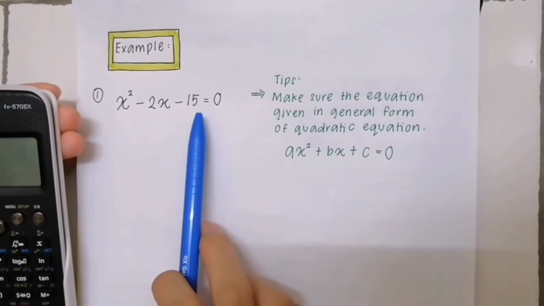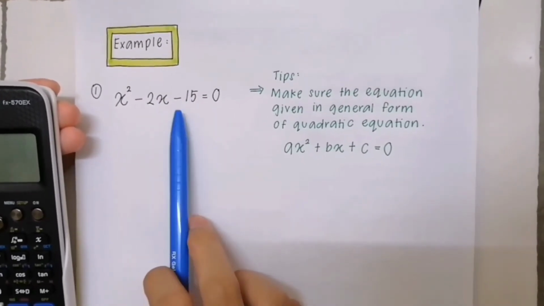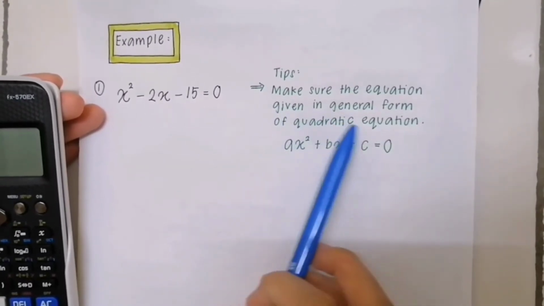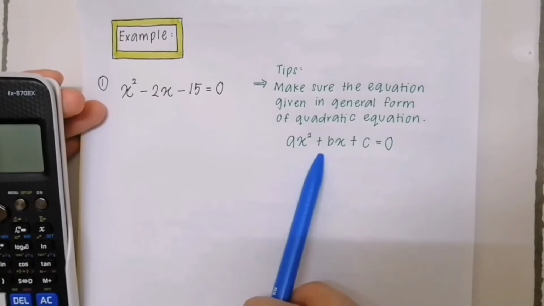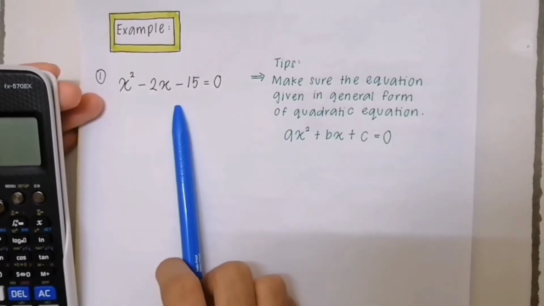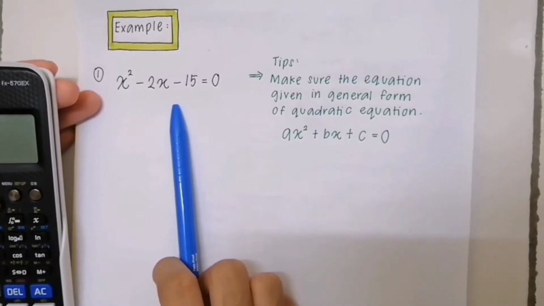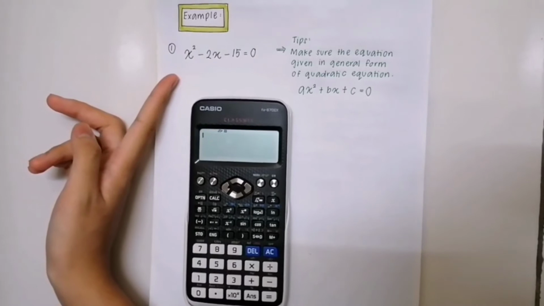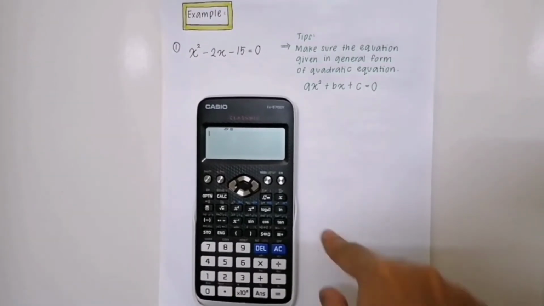First of all, before we start calculating, we have to make sure that the equation given is in the general form of a quadratic equation, ax squared plus bx plus c equals 0. If it is, then we can start calculating. If your equation is already in the general form, we can straight away use the calculator.